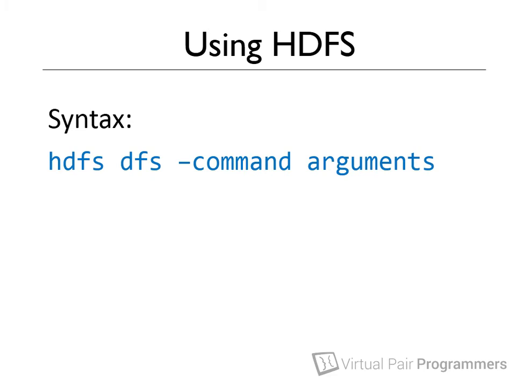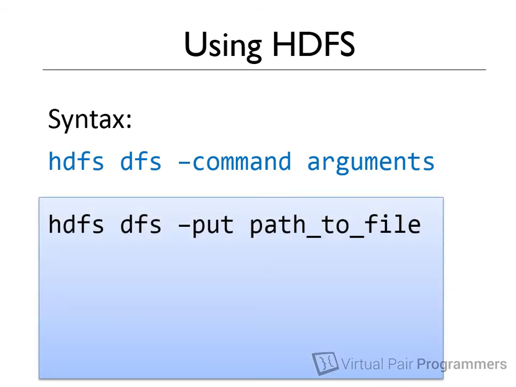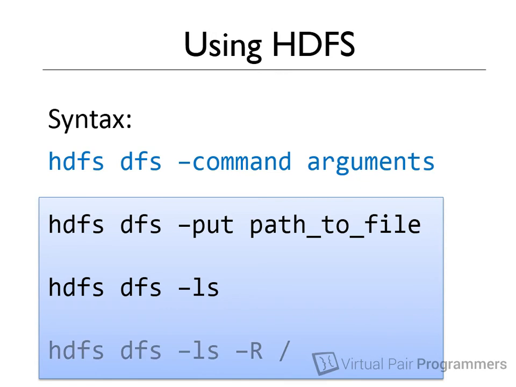So for example, if we wanted to place a file into HDFS, we'd issue the following command: hdfs dfs -put, and then the path to the file that we want to put in. If we wanted to get a list of all the files and folders in the current folder, we'd do hdfs dfs -ls, and a variant on this, which I think is quite useful, is if we add in the arguments -R, which means recursive, and a /, which means to start at the root, we'll get a list of every folder and every file within the HDFS system. So let's see some of these in action.